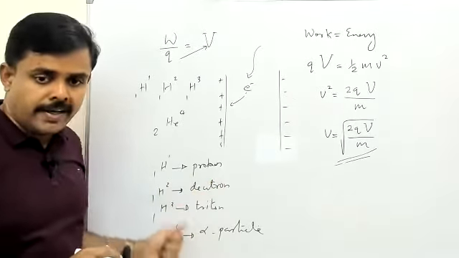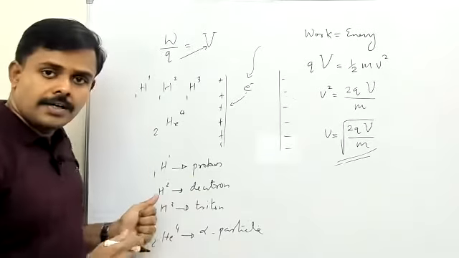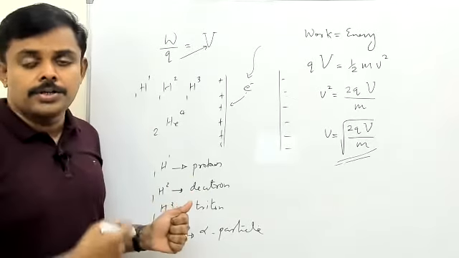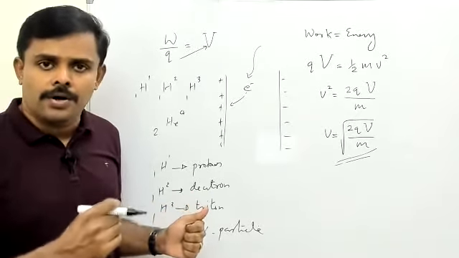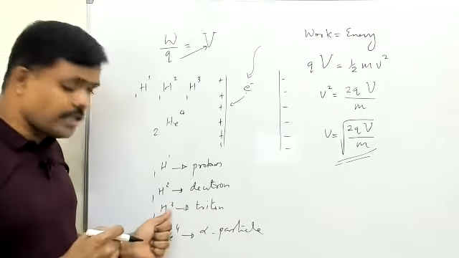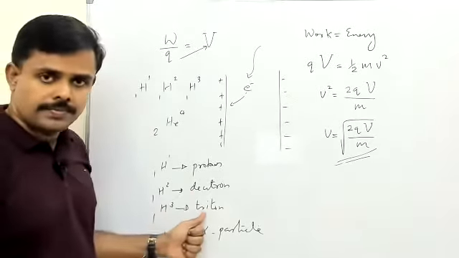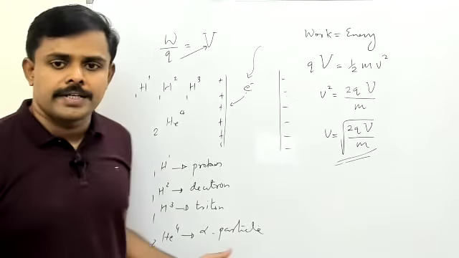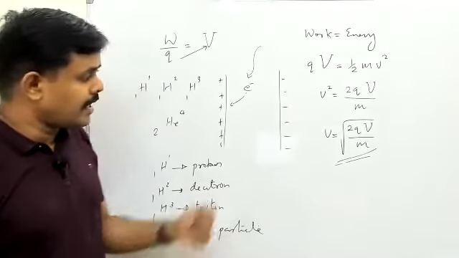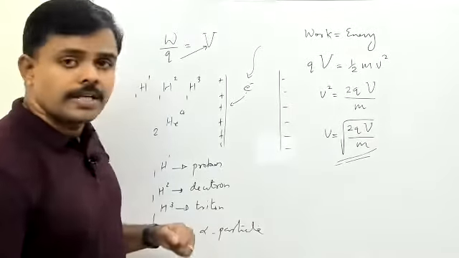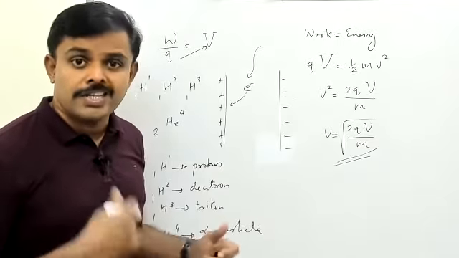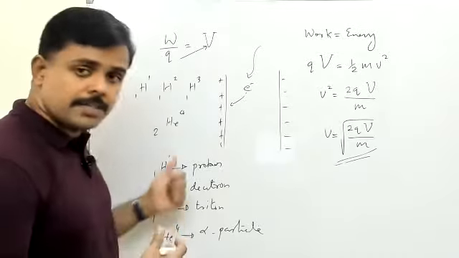1H1 is proton. 1H2 is what? Deuterium's nucleus is called deuteron. Then this is tritium, another isotope. Tritium's nucleus is called triton. And then helium nucleus is called alpha particle. And what question will they ask you? I'll tell you. They'll ask you to find the ratio of velocities of any of these particles.